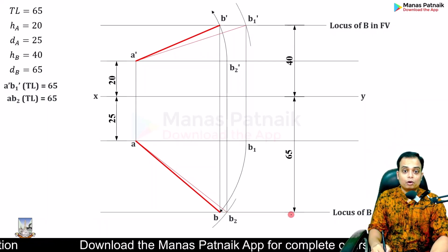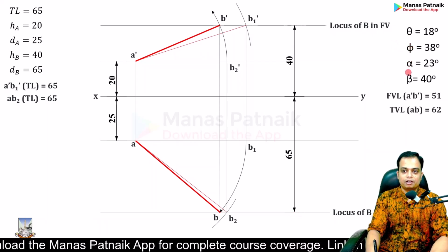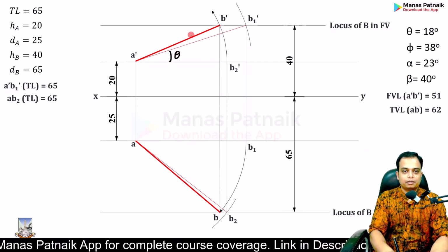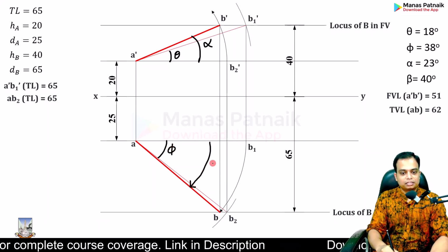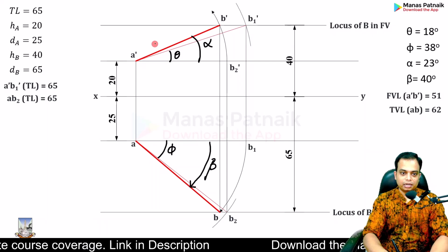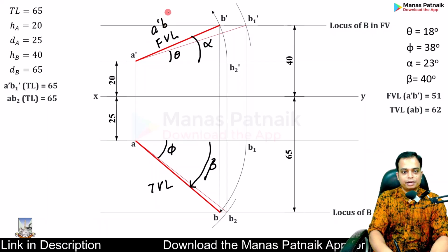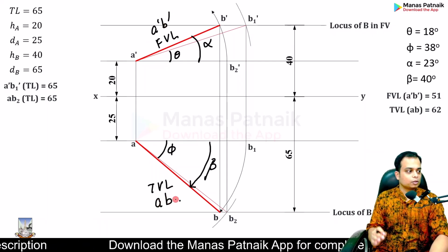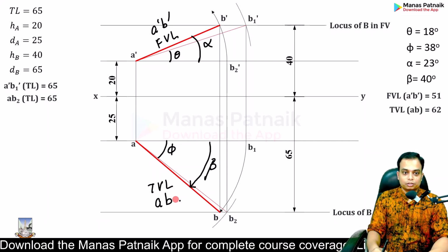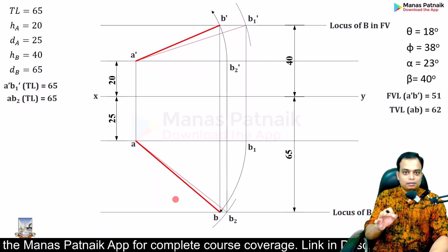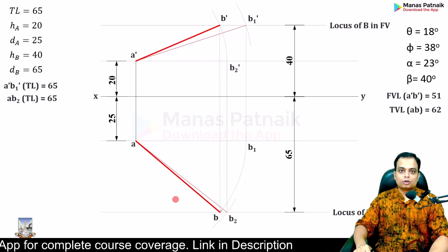And we have also been asked about the inclination. So I've written down all the inclinations: theta, phi, alpha, beta. This is theta, this is alpha, this is phi, and that's beta. And I've also written down the front view length and the top view length. What is front view length? It is a dash b dash. Top view length is ab. So damn simple. I hope all of you have been able to follow how this question goes, right? And as far as pencil work is concerned, your final drawing should look something like this. This is going to be your pencil work.